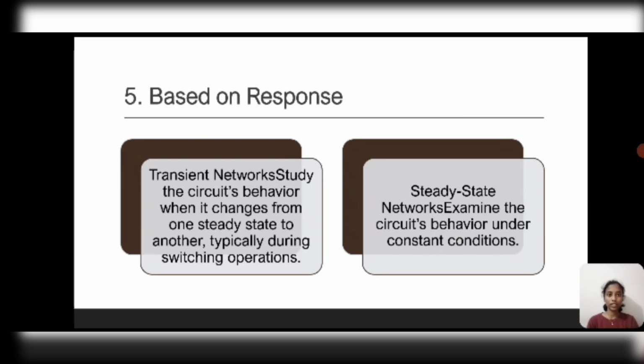Based on response, transient networks study the circuit's behavior when it changes from one steady state to another, typically during switching operations. Steady state networks examine the circuit's behavior under constant conditions.